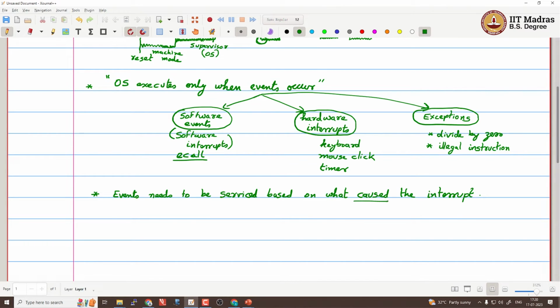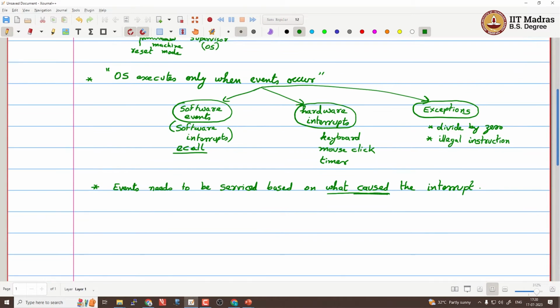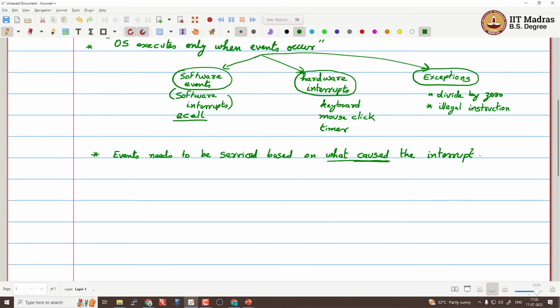Okay. So the important thing over here is to identify what caused the interrupt. In order to identify what caused the interrupt, the processor essentially maintains a particular register which is called the cause register.